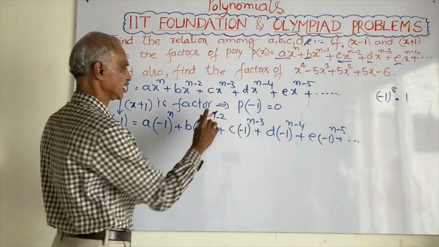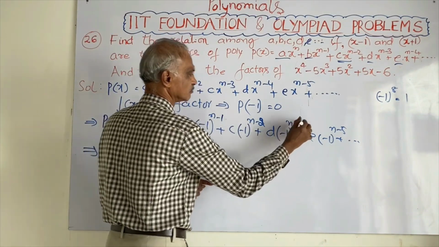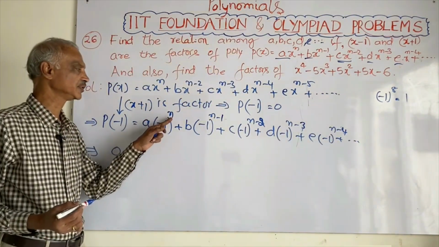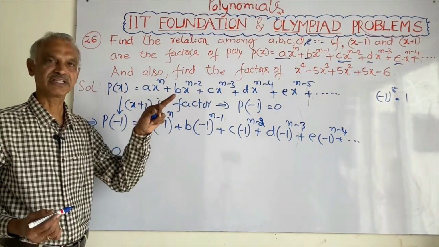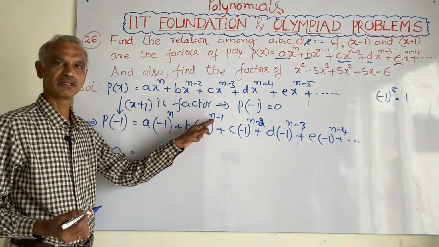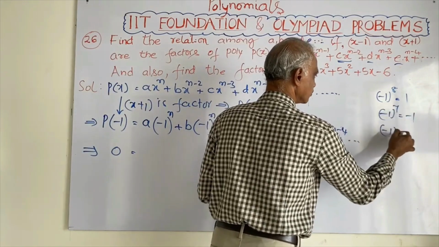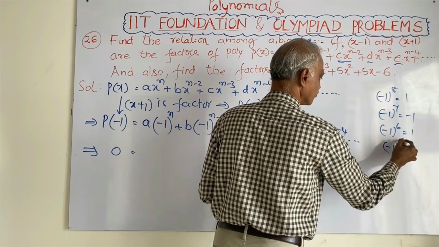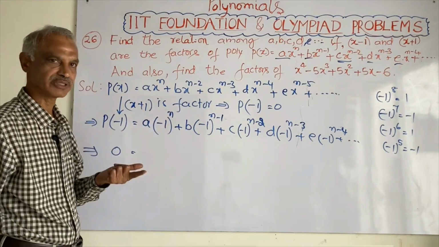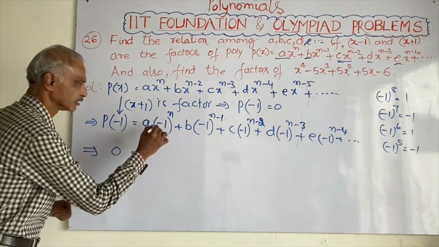8 minus 1, 8 minus 2, this is 3, this is 4. See, n you take 8. Minus 1 to the power of 8 is 1. 8 minus 1 is 7, minus 1 to the power of 7 is minus 1. Minus 1 to the power of 6 is 1. Minus 1 to the power of 5 is minus 1. Like that. N is equal to 8 you take, even number or odd number you can take. N is equal to 8, you will get 1 only.